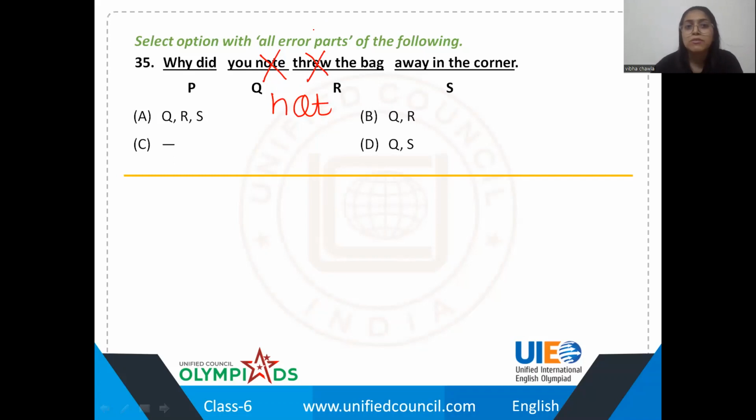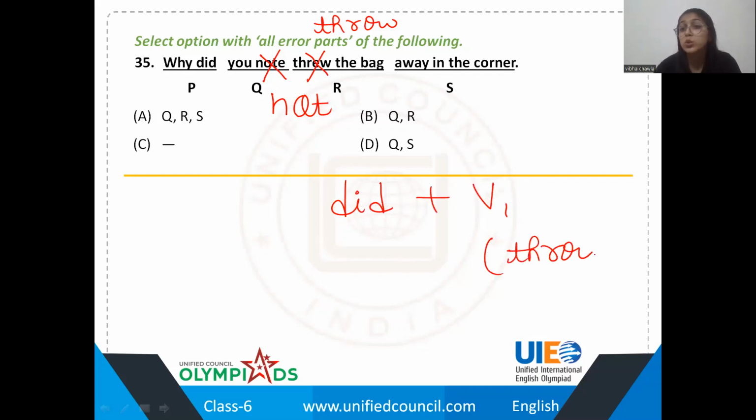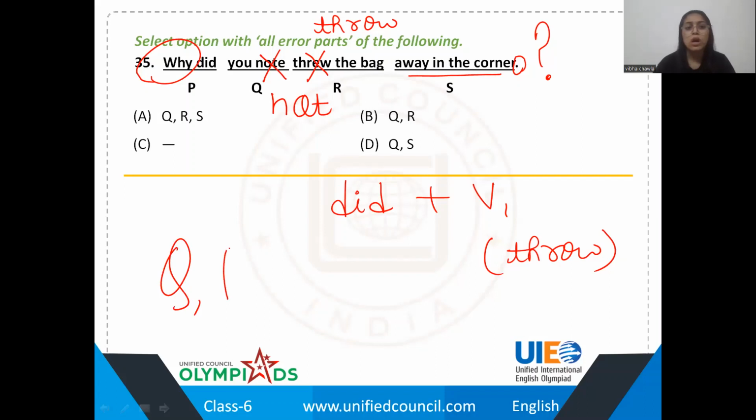Again, incorrect. After did, you have to use first form of the verb. So it should be did plus V1, and V1 is throw, not threw. Threw is past form. Away in the corner. If you look at this phrase, this is absolutely correct. But there is an error of punctuation. Full stop. This is a question, you see, starting with why. So full stop should be replaced with a question mark. Okay, so that's why error is in Q, R, and S. In all these parts there is an error. So definitely option A is the right one.